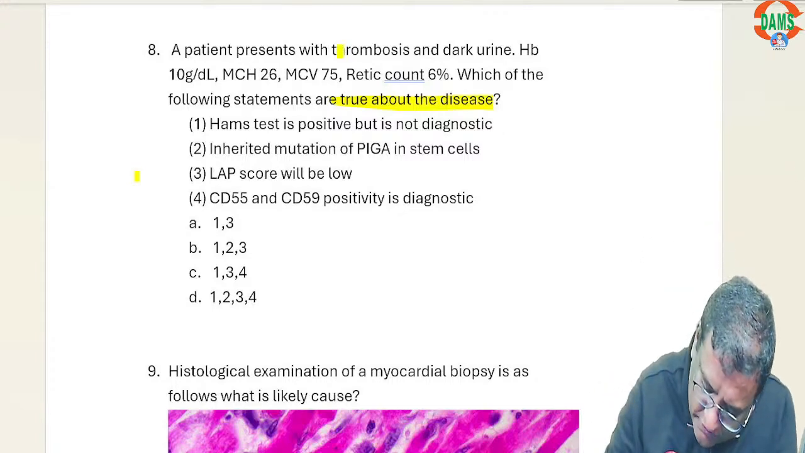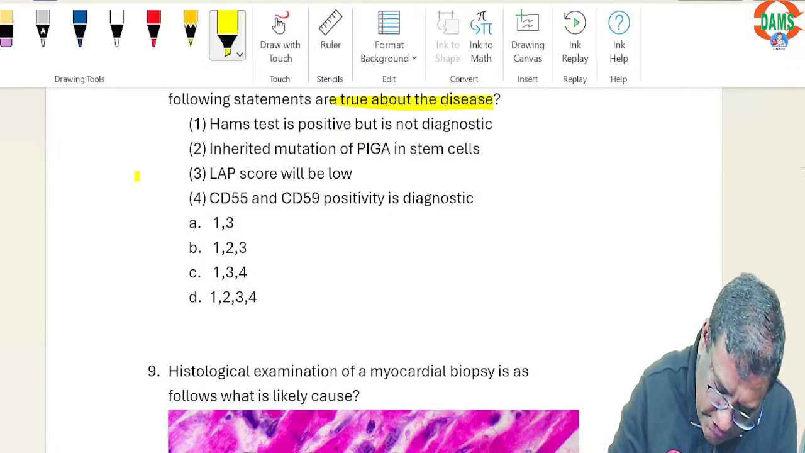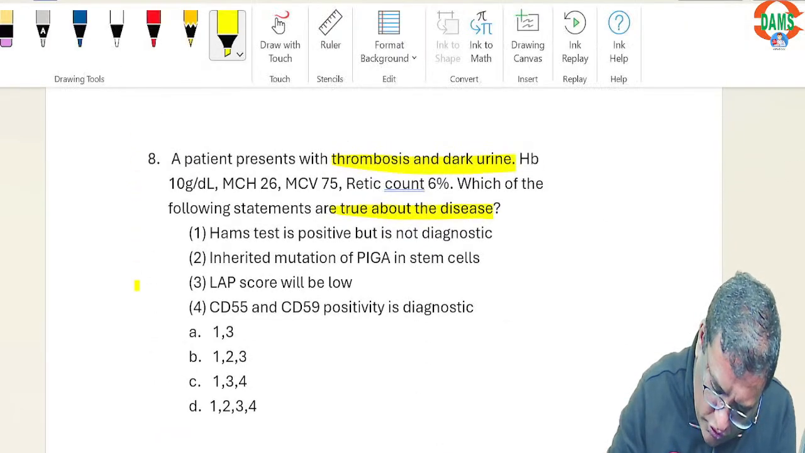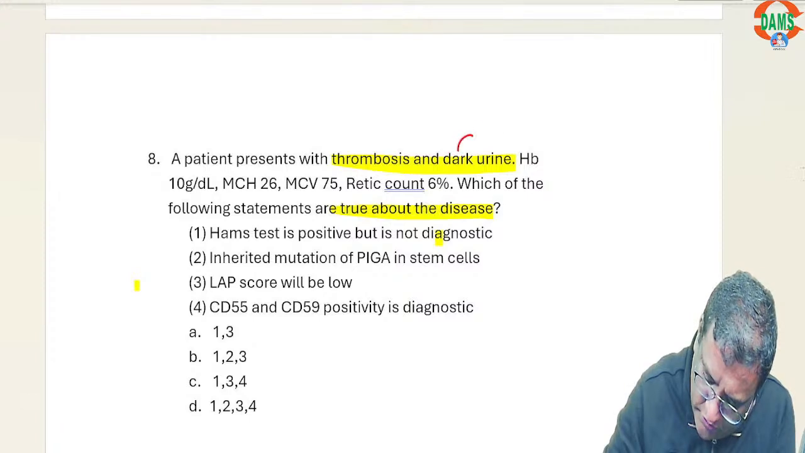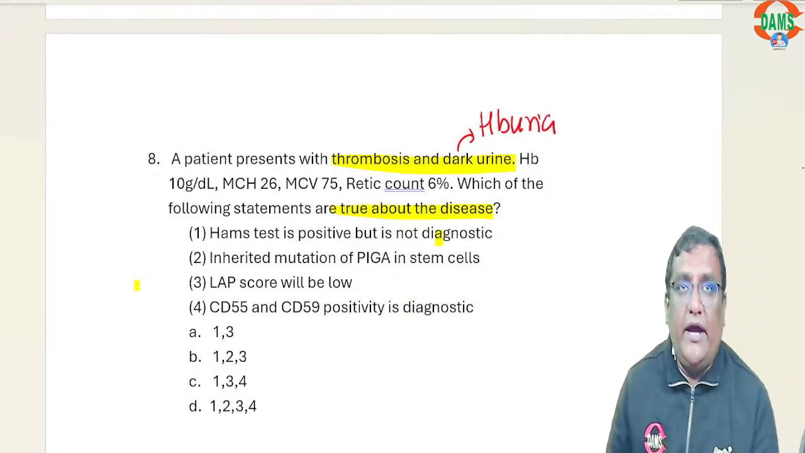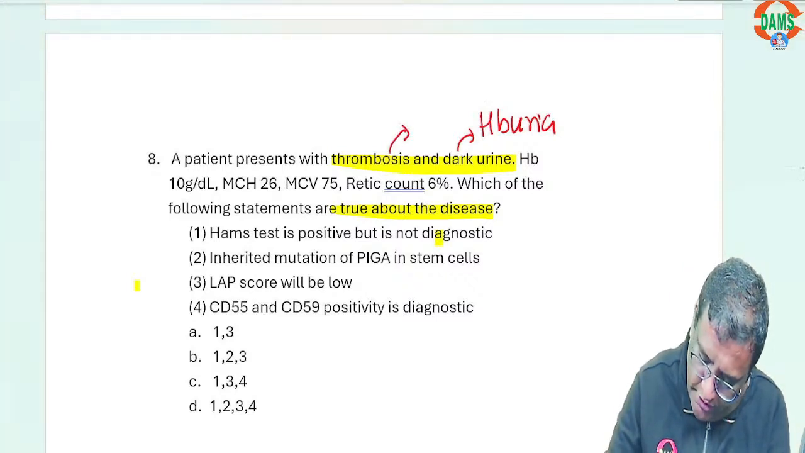A patient presents with thrombosis and dark colored urine. What are you suspecting? A thrombosis is there and dark colored urine is suggestive of hemoglobinuria, isn't it? Hemoglobinuria and thrombosis. What are you suspecting? I am suspecting query PNH.